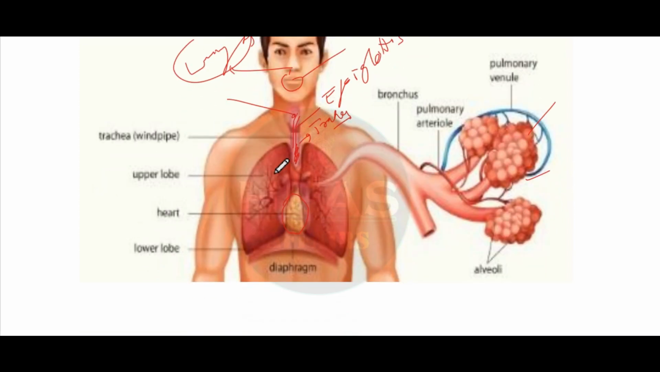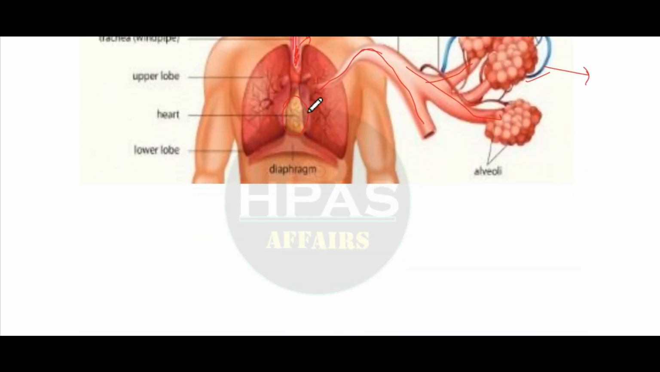Then when the air reaches that pink sac, inside it there are structures known as bronchi. It's a branch-like structure, that's why it's called a bronchus. In the bronchi there are multiple branches known as bronchioles, and these bronchioles and alveoli are surrounded by blood vessels so that we can exchange the gases. So this is the full process: when the air reaches the pink sac, inside it there are bronchi, bronchioles and the alveoli.